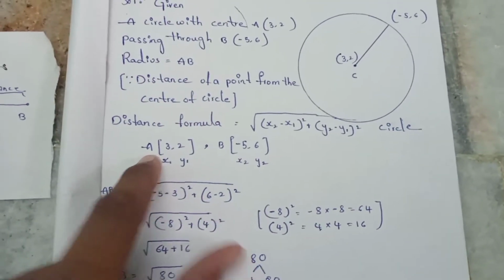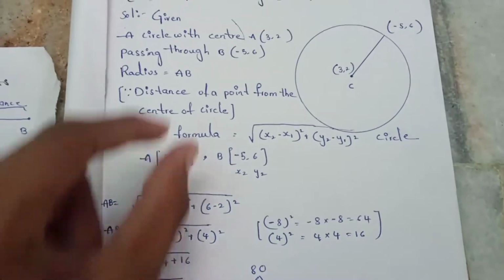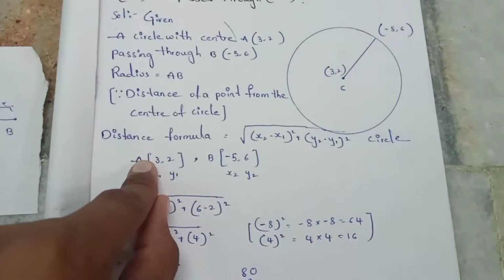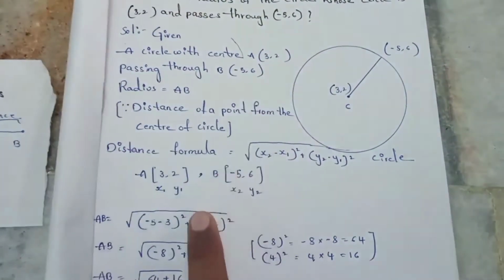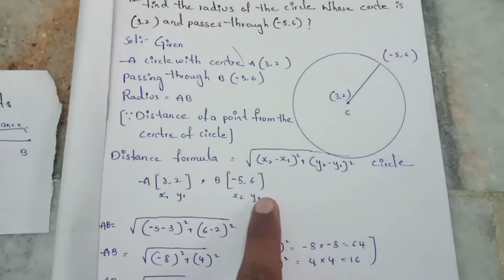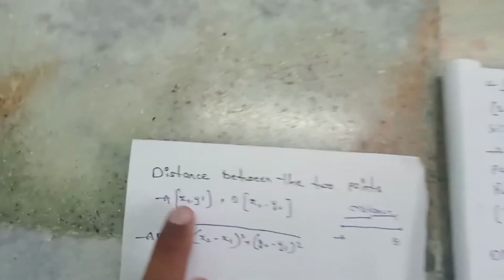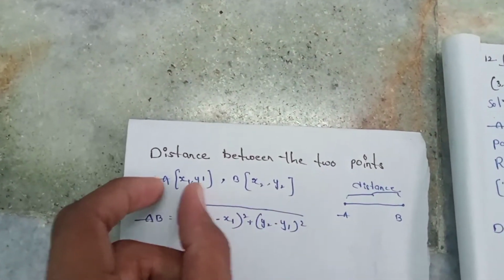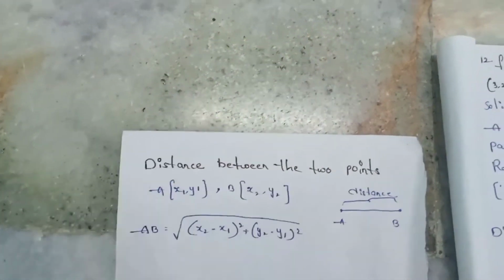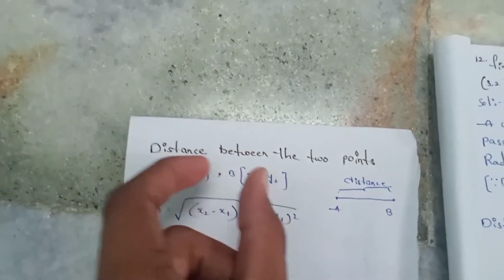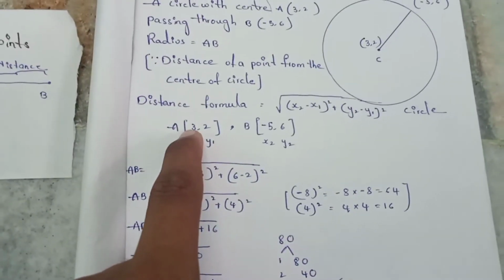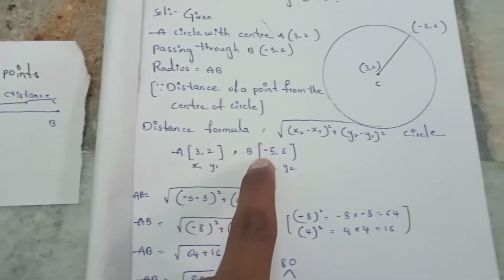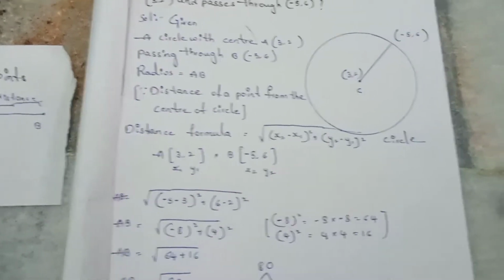Now, between which points do we have to find the distance? A and B. First of all, let us write the points of A and B. A is (3, 2). B is (minus 5, 6). A is x1, y1 and B is x2, y2. In place of 3 I have written x1, in place of 2 I have written y1, minus 5 as x2, and 6 as y2.